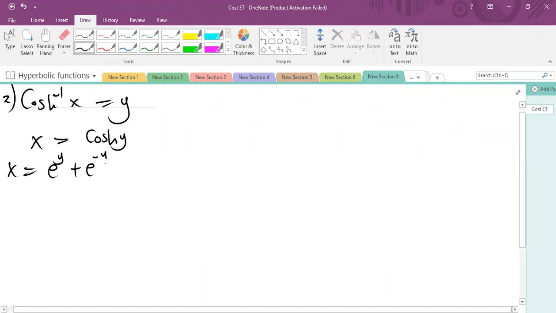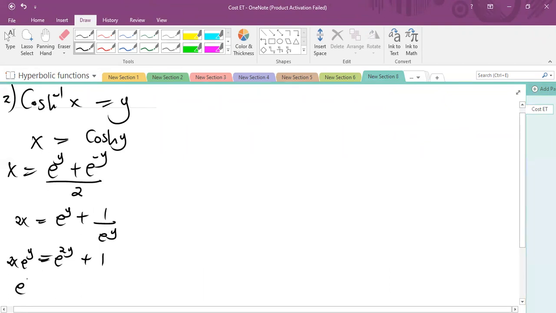Plus exponential minus y, all this divided by 2, then cross multiplying, we have 2x is equal to exponential y plus 1 over exponential y. So multiplying exponential y throughout the equation, we have 2x exponential y is equal to exponential 2y plus 1. So this forms a quadratic equation. Rearranging it, we'll have exponential 2y minus 2x exponential y plus 1 is equal to 0.